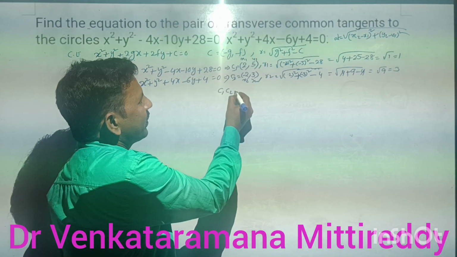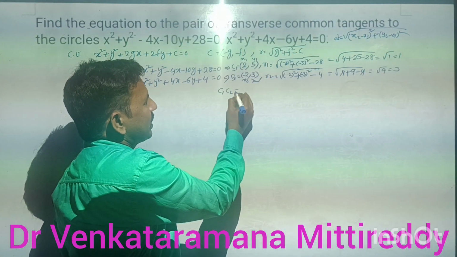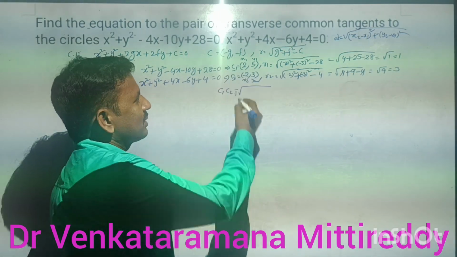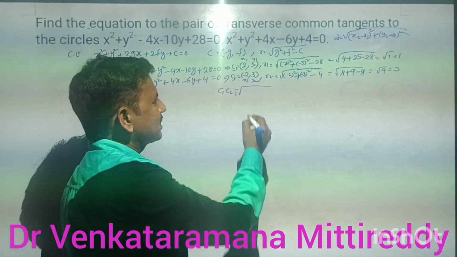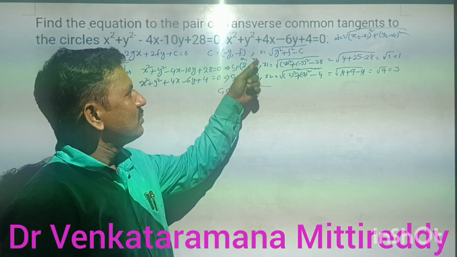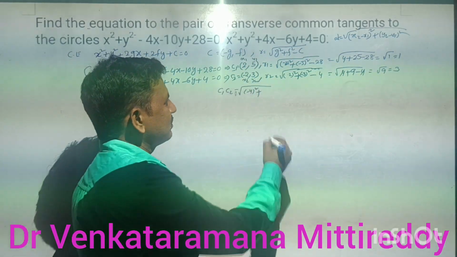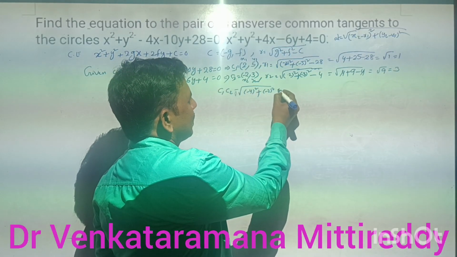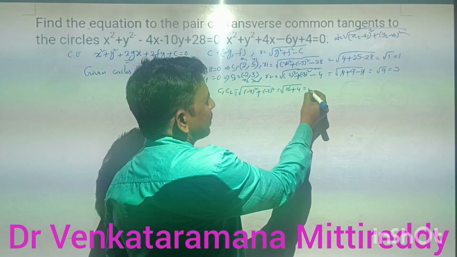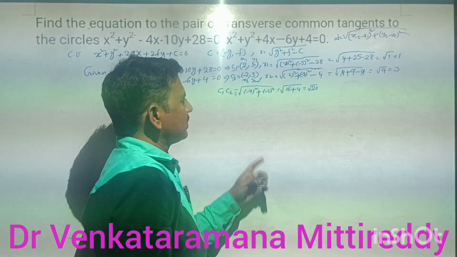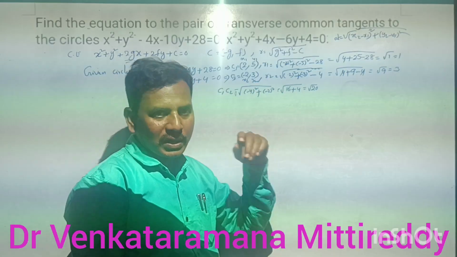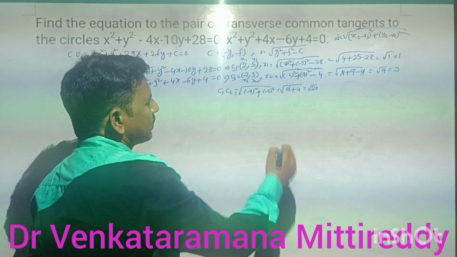Now the distance c1 c2 equals root of (x2 minus x1), that means minus 4 whole square, plus (y2 minus y1), 3 minus 5, that means minus 2 whole square, equals 16 plus 4 equals root 20. C1 C2, the distance between the two centers, equals root 20. D equals root 20.